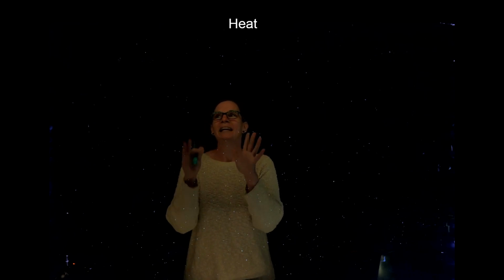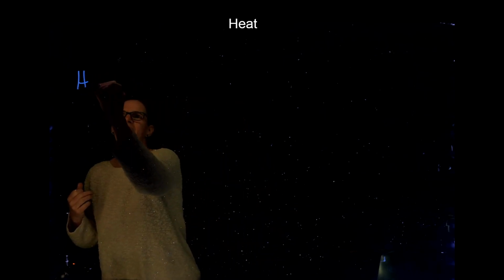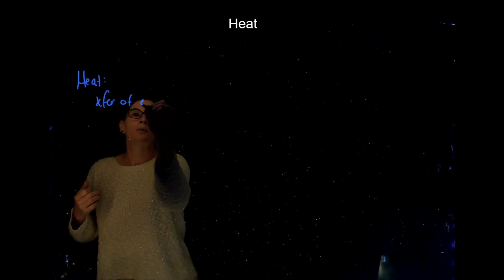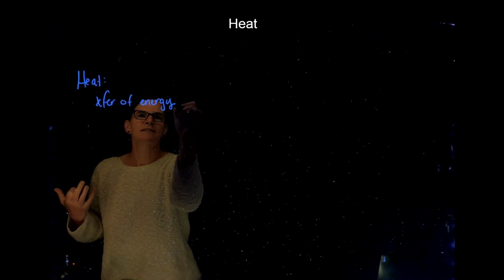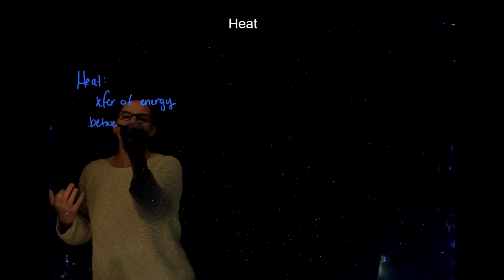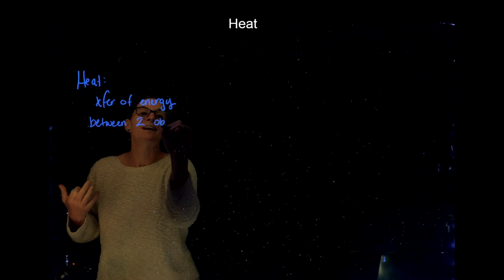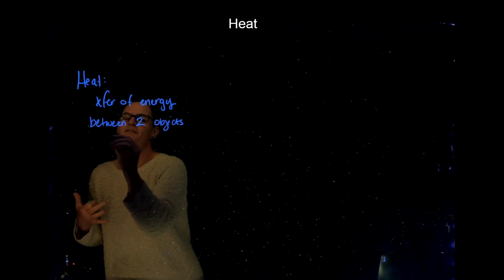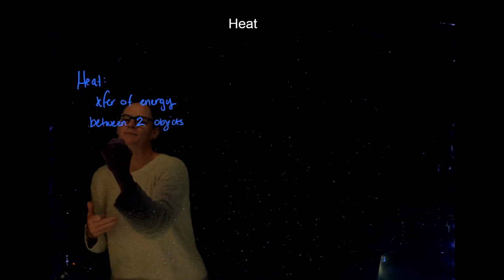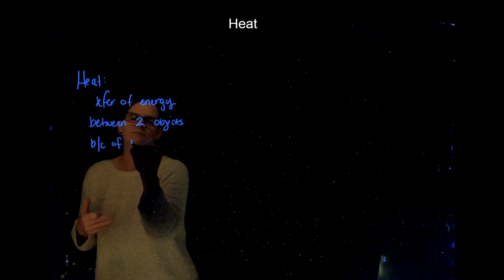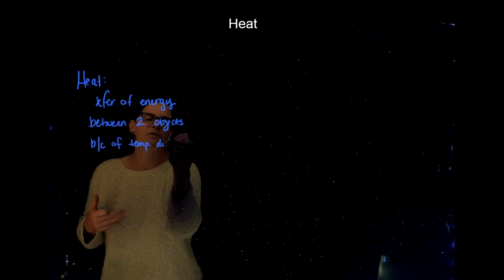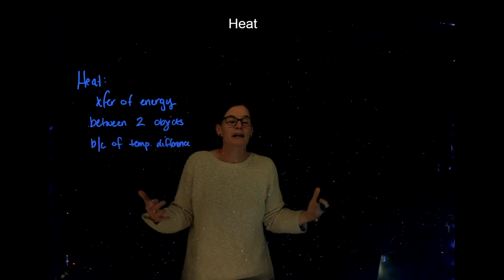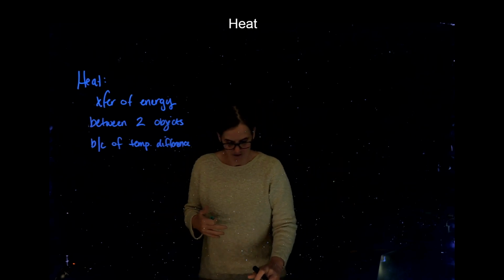heat. So heat is defined as the transfer of energy between two objects because there's a temperature difference. So as a result of a difference in temperature. Okay, so that's how we're going to define heat, this change in energy, this transfer of energy.